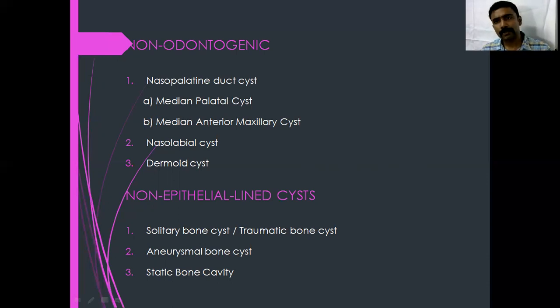Small cysts are usually excised by enucleation, whereas for larger cysts, a procedure called marsupialization is done, where the cyst is made to shrink, and then in the second step it's enucleated.